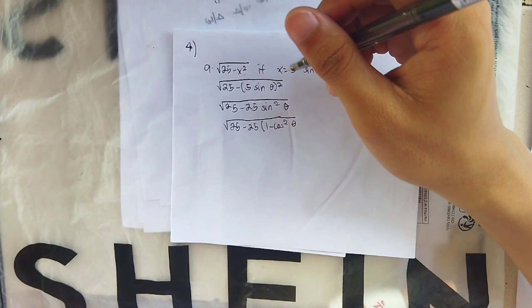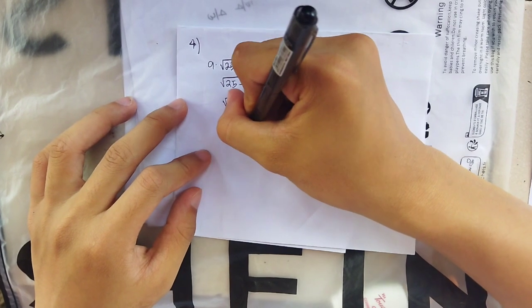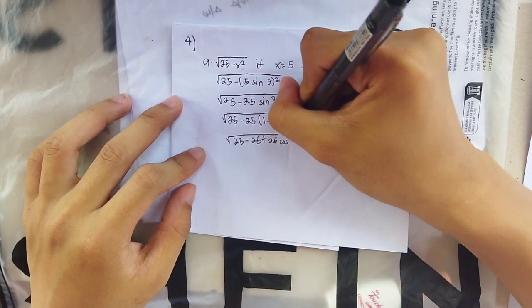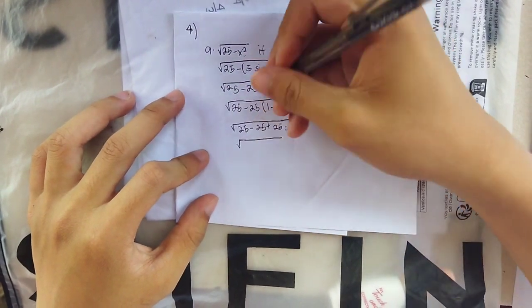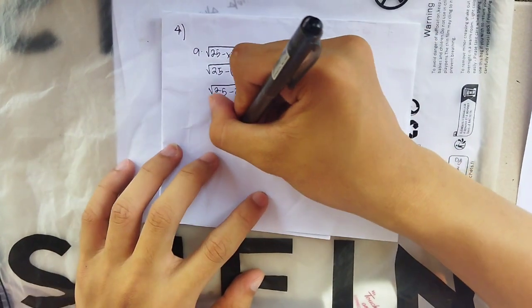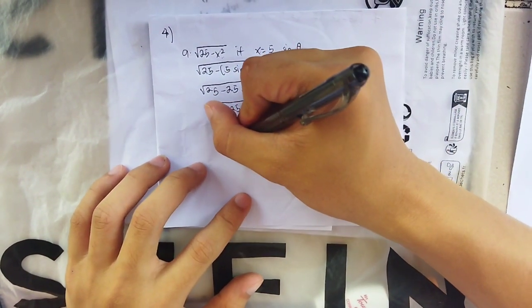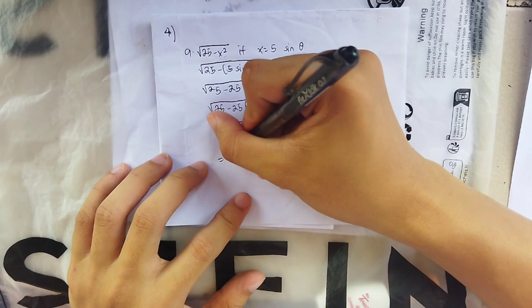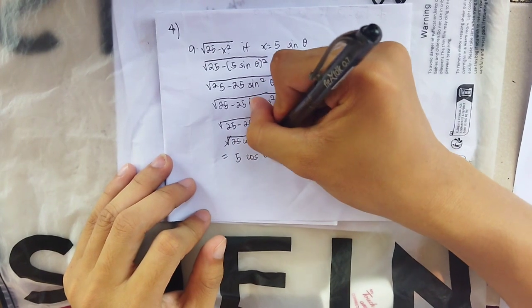Then next we will use distributive property. So we have square root of 25 minus 25 plus 25 cosine squared theta. Then 25 minus 25 is equal to 0. So copy the 25 cosine squared theta. Then cancel out the square root and the squared. So we have the square root of 25 is equal to 5. So we have 5 cosine theta.